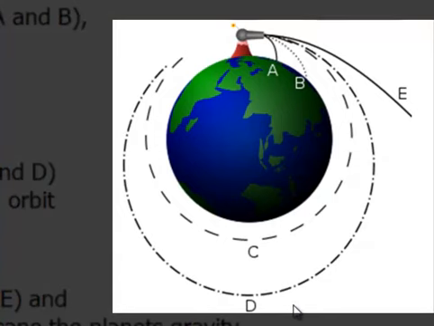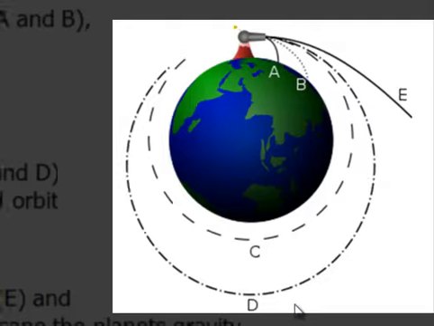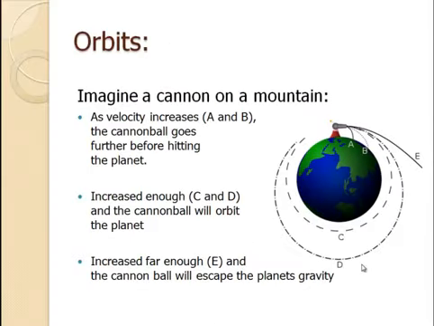Anyway, if you increase that speed enough, it would produce other interesting orbits. For instance, it might produce an elliptical orbit, which is what path D is showing. And it might even go fast enough that the ball could escape the planet's gravity and leave.